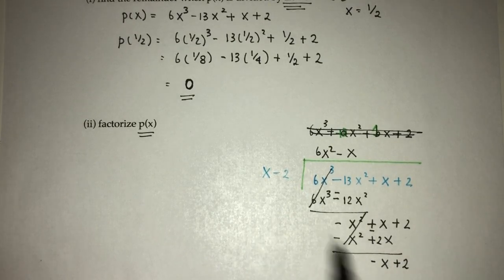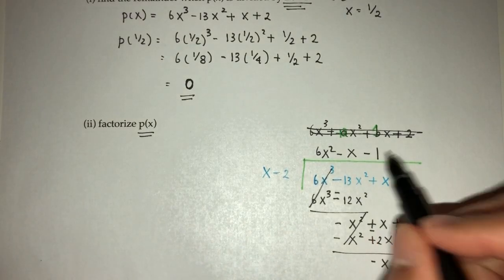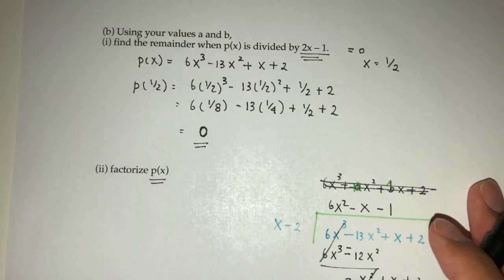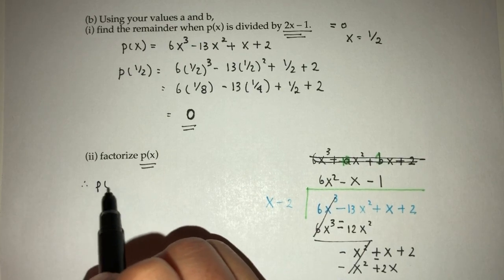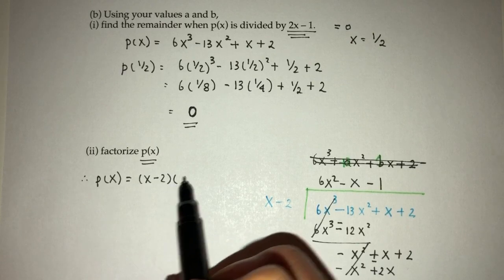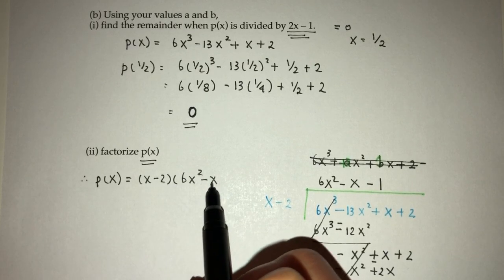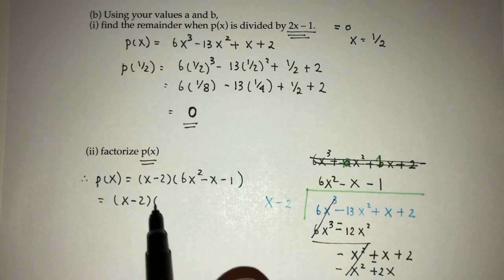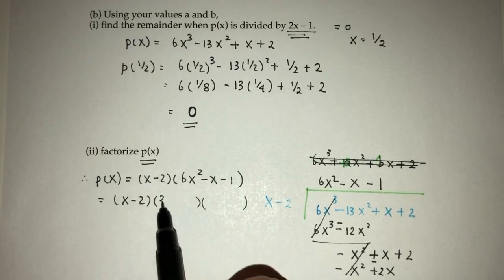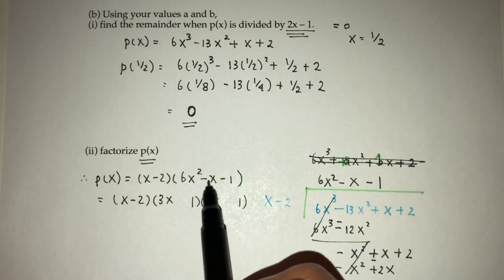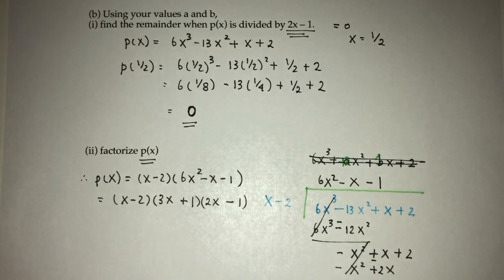Right? So now to get minus x, we have to multiply by minus 1. So you will have minus x plus 2. That will be 0. So that will be your factor here. P of x is equal to x minus 2 times 6x squared minus x minus 1. So we have to factorize. There will be 2 brackets, and there will be 3x, 2x, and 1 times 1. To get minus here, we have to have minus 3 and plus 1.